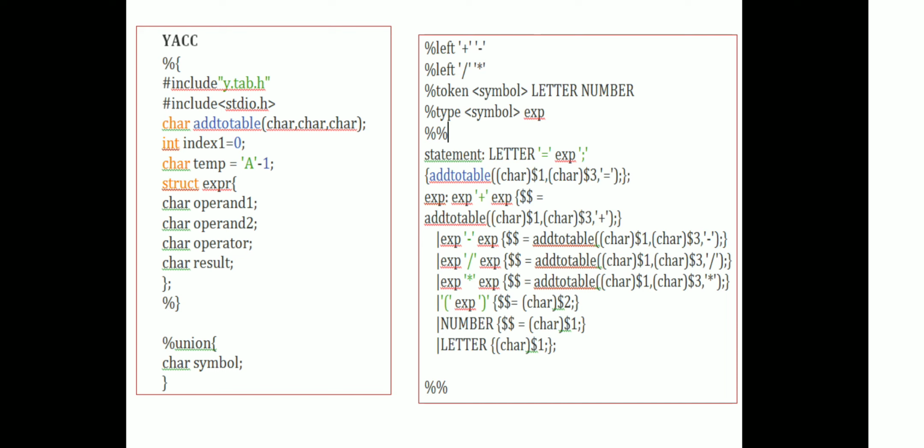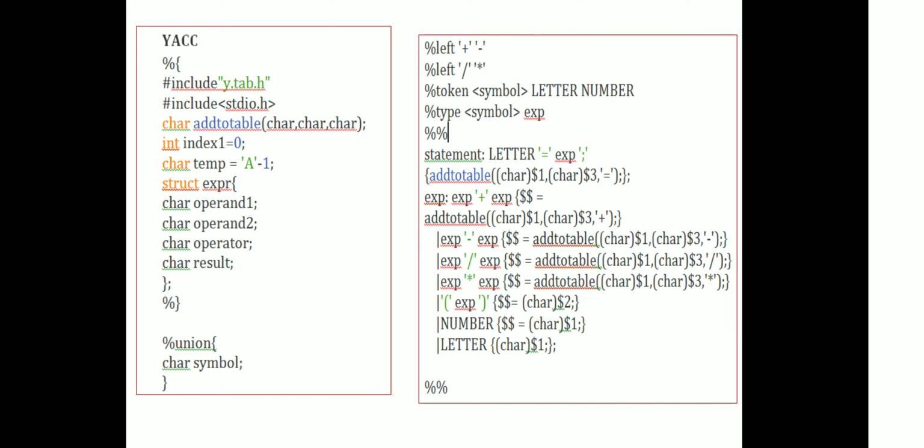In the translation rules we always need to write the context free grammar. Here is the one context free grammar we need to write, which is related to the particular expression grammar. Actually this is an expression grammar. What it tells us is that a statement can be letter equal to expression, or an expression may be a summation of two expressions, subtraction, division, multiplication of two expressions, an expression in brackets, or simply letters or simply numbers.